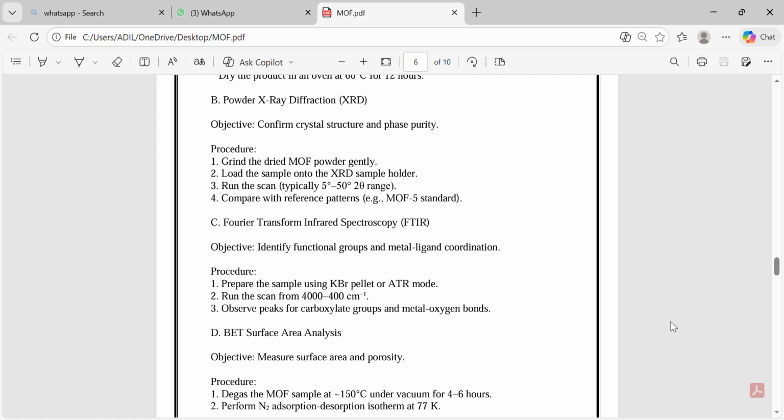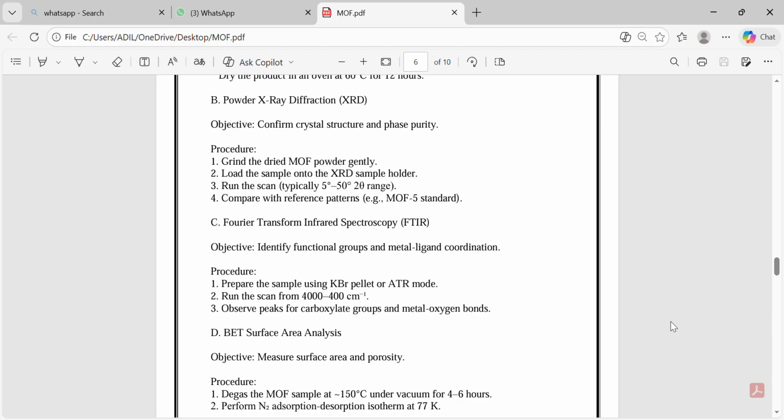The goal of this method is to check the crystal structure and purity. The steps include: grind the dried MOF into a fine powder, load it into the XRD machine, run a scan, usually 5 degrees to 50 degrees, and compare the pattern with a known MOF reference.